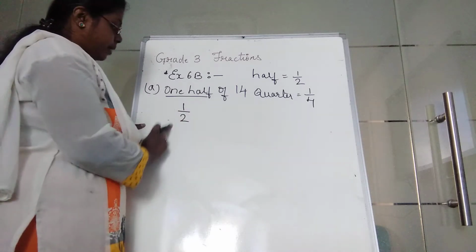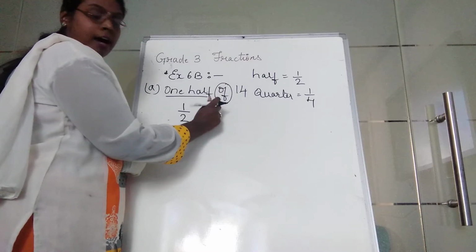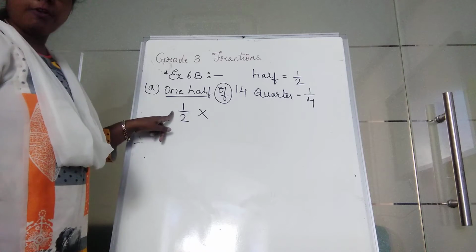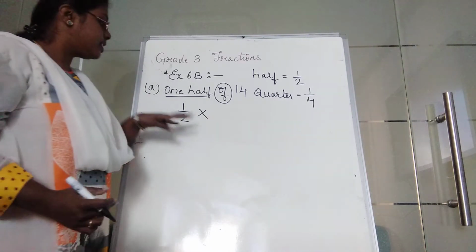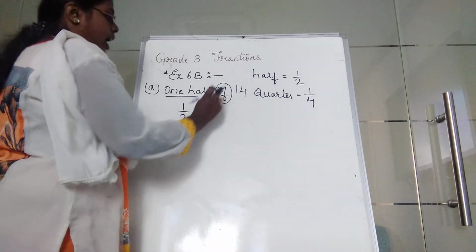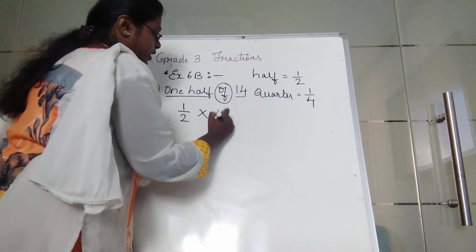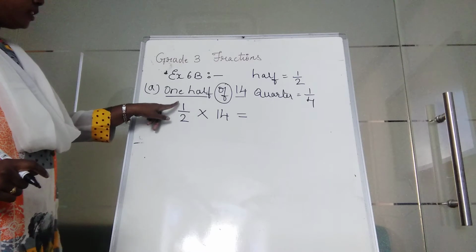The next step is you should write 1/2. And the meaning of half is multiplication. So instead of "of", I am writing the multiplication sign. And the next is 14. So let me write 14. So you need to do this.